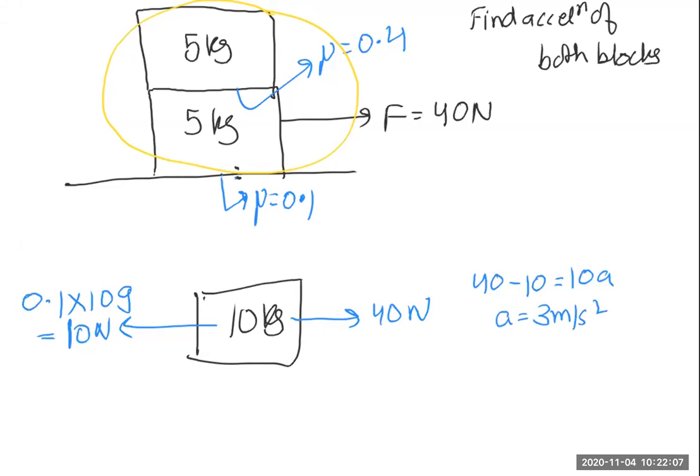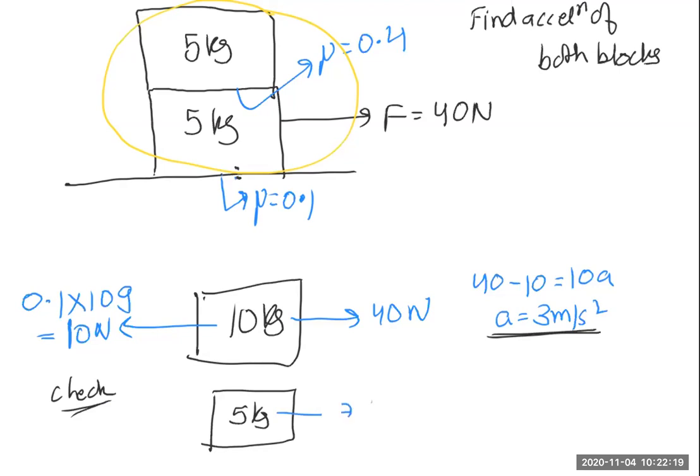Ab check kar lete hain ek baar. I think everybody is getting this as the answer. So just let me check. Upar wale block pe check karte hain 5 kg. Upar wale block pe horizontal direction mein friction force lagi hai F. So F is equal to 5A, which is equal to 15 Newtons. And then we have to find the value of F max here.